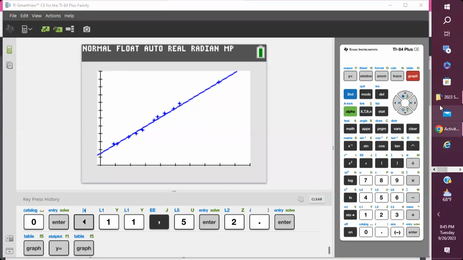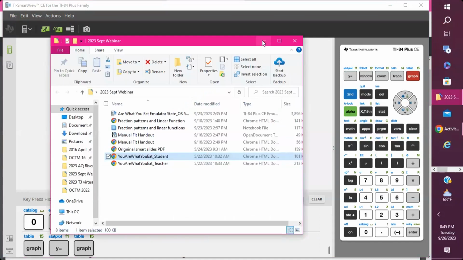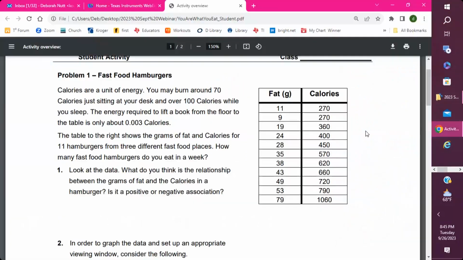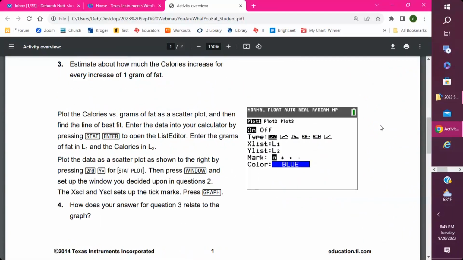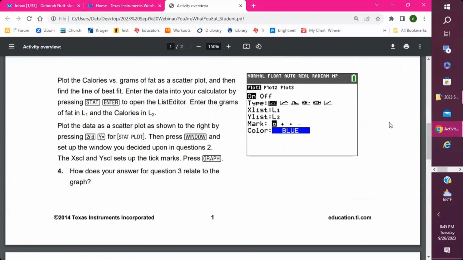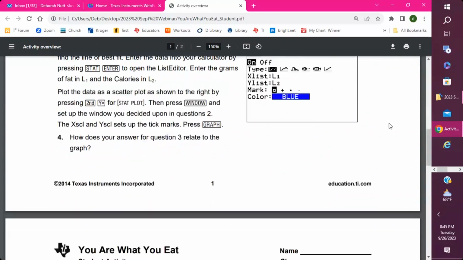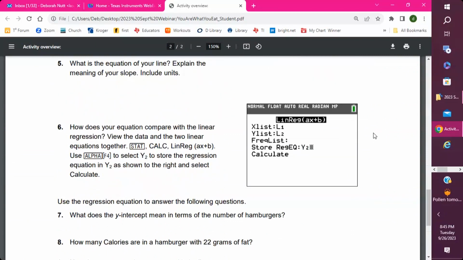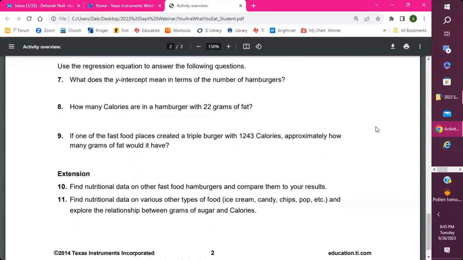If I go back to the activity itself, one of the things that's nice about this particular activity is that it goes through and talks about how to turn on your scatter plot. So it can almost be something that you could use in class and not have to teach the whole process, because it's in the activity, how to do the manual fit by storing the equation and things. It also talks about a regression if you wanted to do that. But I like the questions at the end as well. What does the y-intercept mean in terms of the number of hamburgers? And if you think about that, you could write something in the chat, or how many calories are in a hamburger if we have 22.